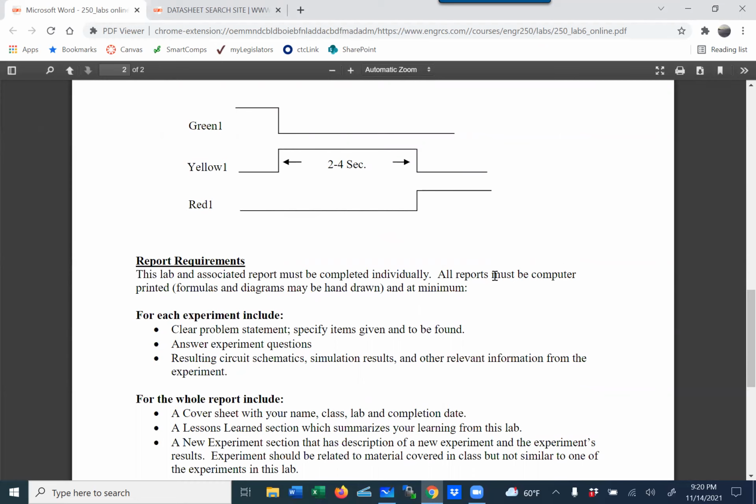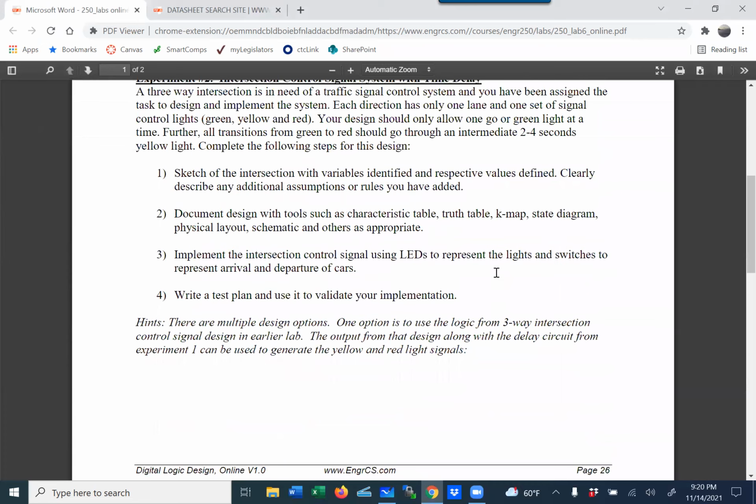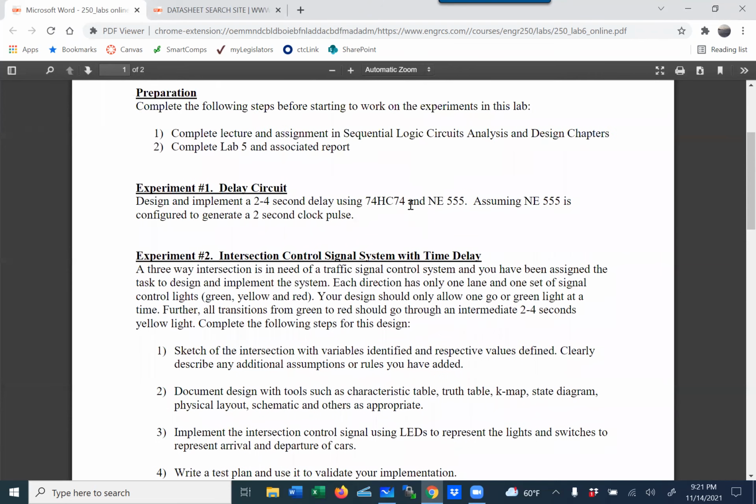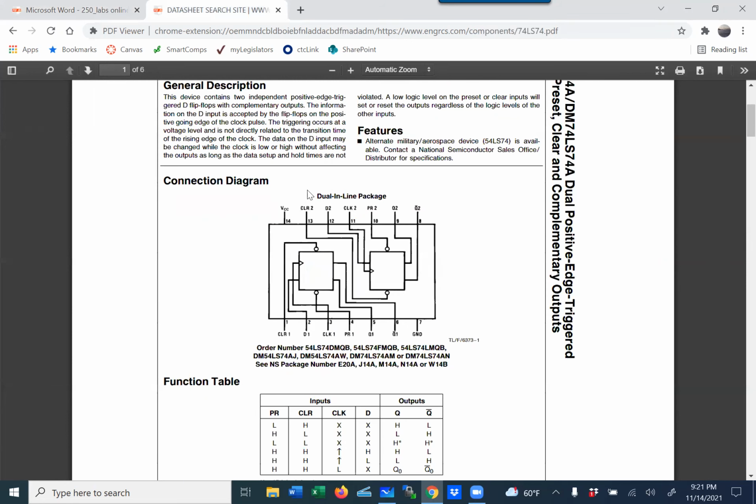In the process of learning this and moving forward with it, we're going to start introducing some parts. We're using the 74HC74 here for this exercise. It's basically a D flip-flop. If you want to read about it, the explanation is here, and all the pin numbers and everything are in here. You can use that as a first pass to do this experiment.